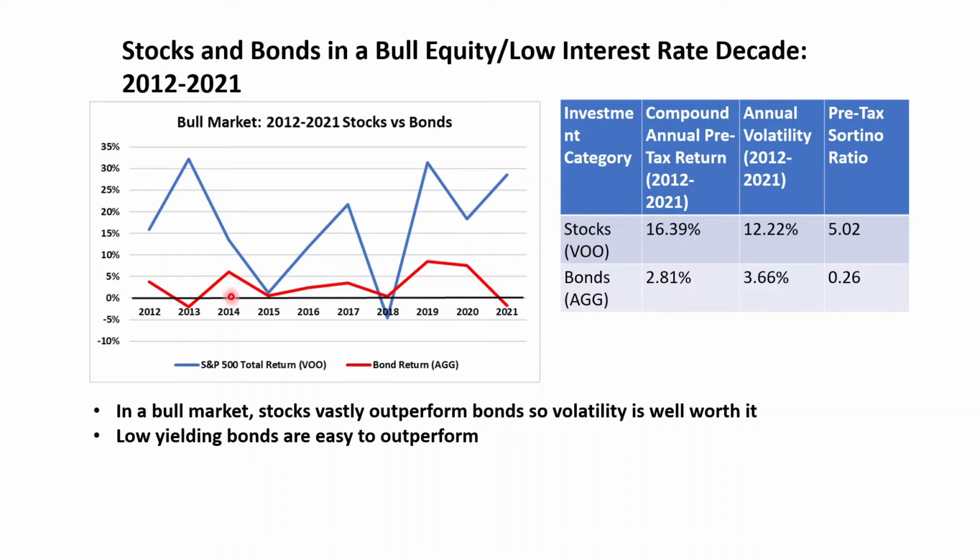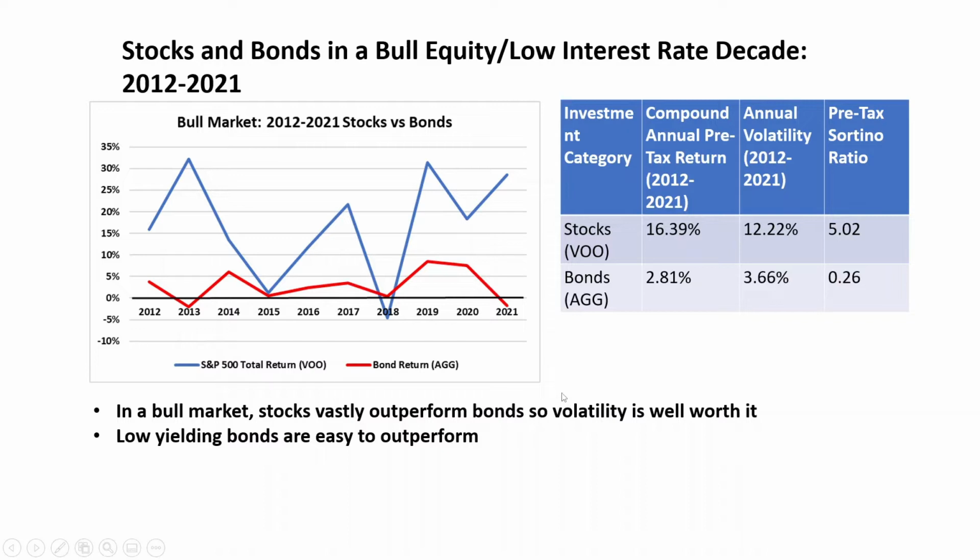So again, we see lower volatility, but the returns are really low too. 2.81% on a pre-tax, compounded basis. Again, the volatility is low, but when we look at our Sortino ratio, which is our return relative to risk, it's really low. So it's the reverse of what we saw in the previous decade, right?